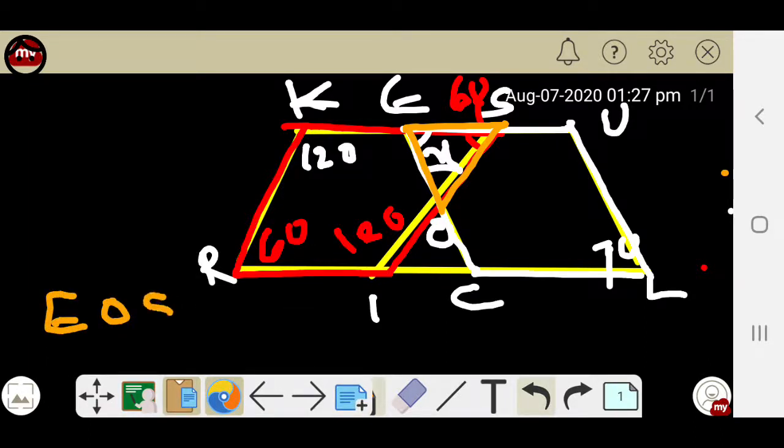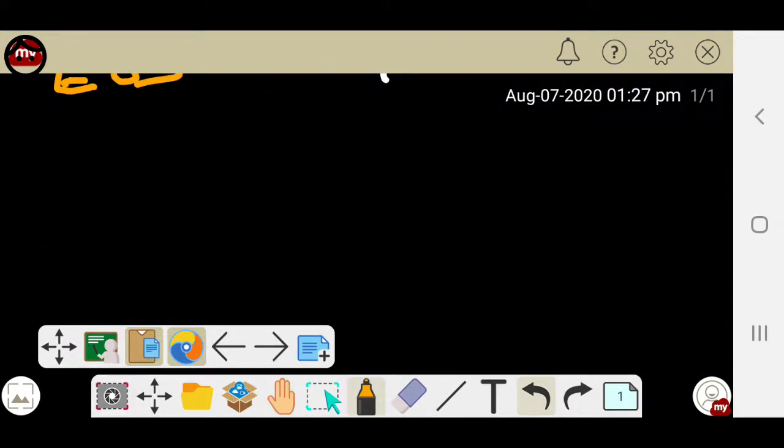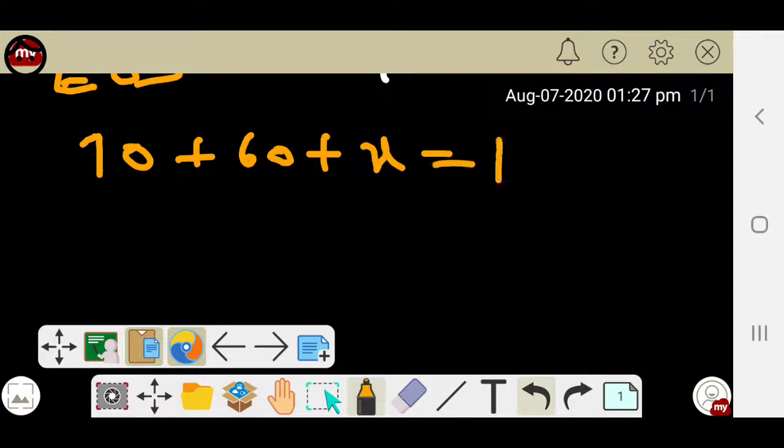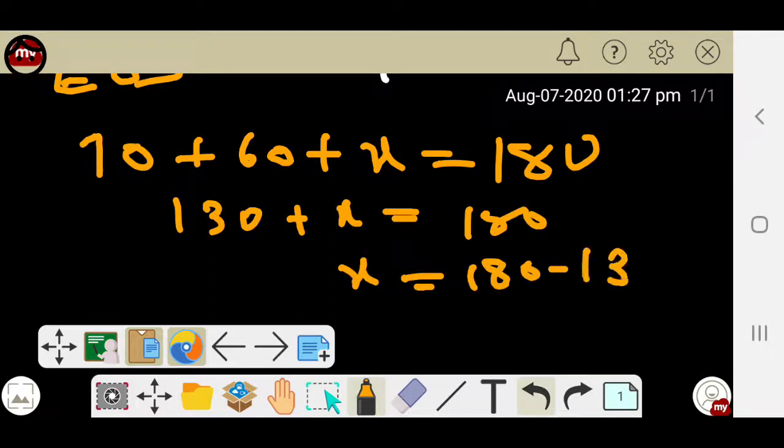In EOS, what are the three angles? 70, 60 and X. So 70 plus 60 plus X equal to 180, the total of the angles. So 130 plus X equal to 180. So X equal to 180 minus 130 equal to 50 degrees. We have to find the value of X. So X equal to 50 degrees. Then the next question.